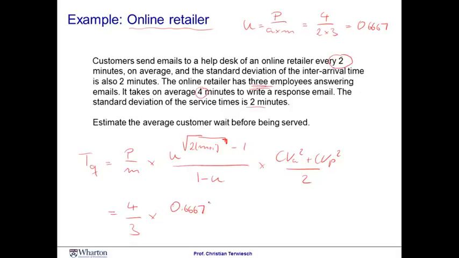And again, here's where things get ugly with the exponent. So we have here the square root of m plus 1, which is 3 plus 1 is 4, times 2 is 8, square root of 8 minus 1, divided by 1 minus 0.66, that is 0.3333, times the CVA squared, that is 1 squared, plus the CVP, that is the standard deviation of the service time, 2 minutes, divided by the average 4 minutes, so that is 0.5 squared, divided by 2. That's all there is to it. When I plug this into my calculator, I see an expected wait time in the queue of 1.19 minutes.